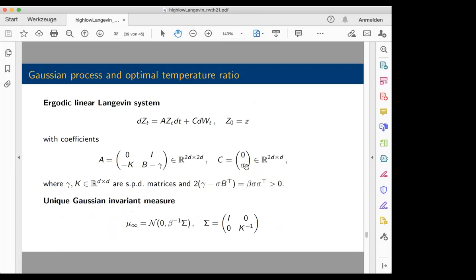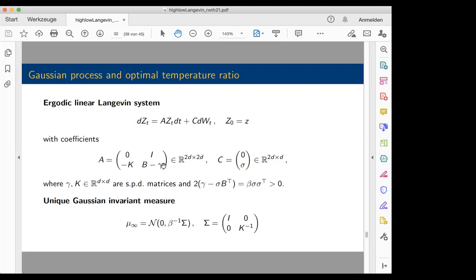So I consider a linear Langevin equation. That's an underdamped Langevin equation, but for a quadratic Hamiltonian. This means the equation is linear, and I can write it in this form. In the A matrix, the anti-diagonal is the usual skew-symmetric part, and this term is the friction part.